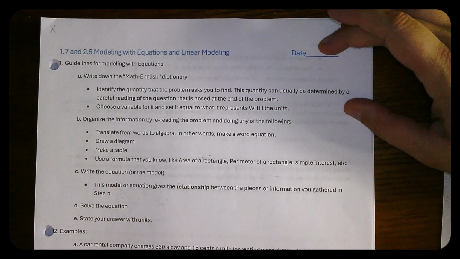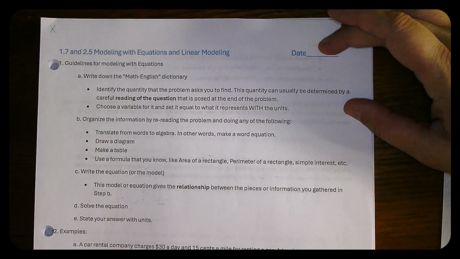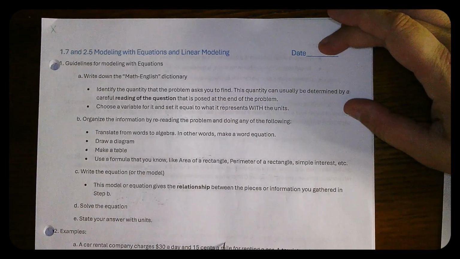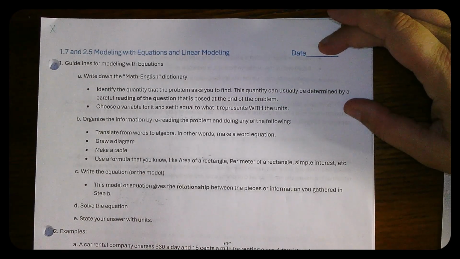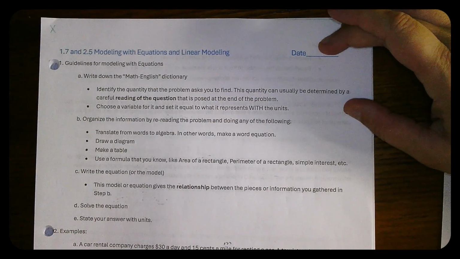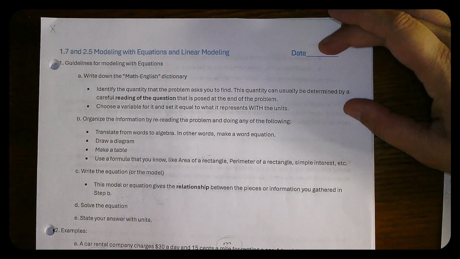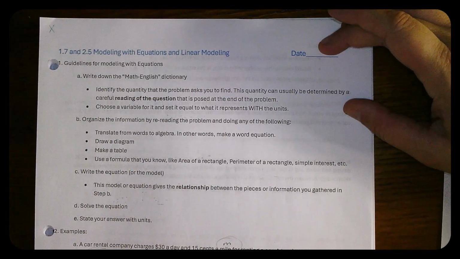So let's reread the problem and see if we can find what the output is. It says a car rental company charges $30 a day and 15 cents a mile, which is M, for renting a car. A tourist rents a car for 2 days and the bill comes to $108. So we can see that the number of miles that you drive is going to determine your cost. So if you know the number of miles, you'll know the cost. So C of M is the dependent variable, and that's the cost in dollars.